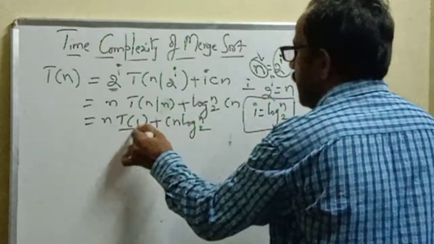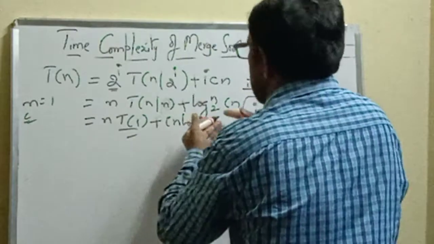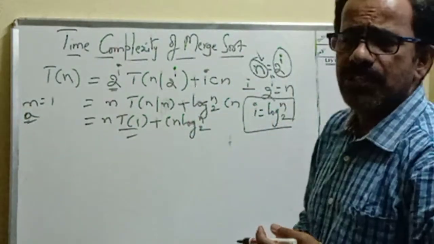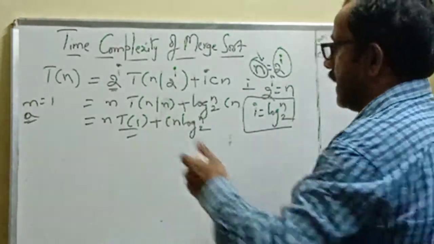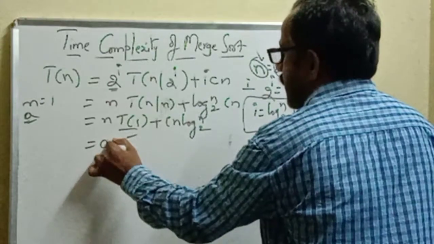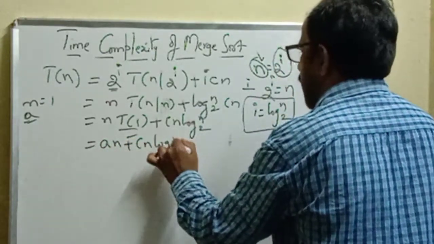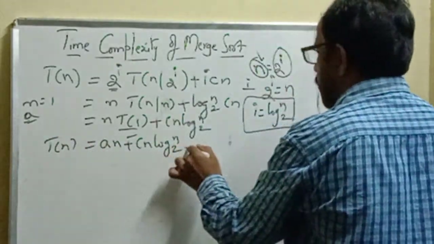What is T of 1? If n equal to 1, I have already told you that some constant time is required. Already I used A, so use A. If n equal to 1, then T of 1 time is required for solving a one-element problem. Then T of 1 is obviously a constant. Then replace T of 1 with A, so An plus Cn log n base 2. That is T of n. Like this we got the expression.